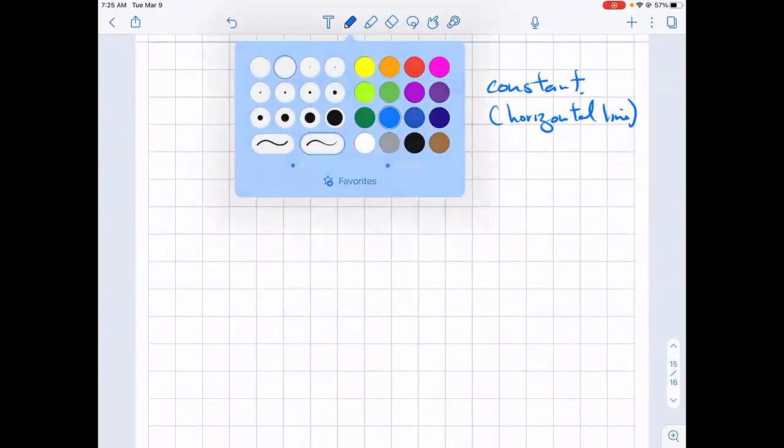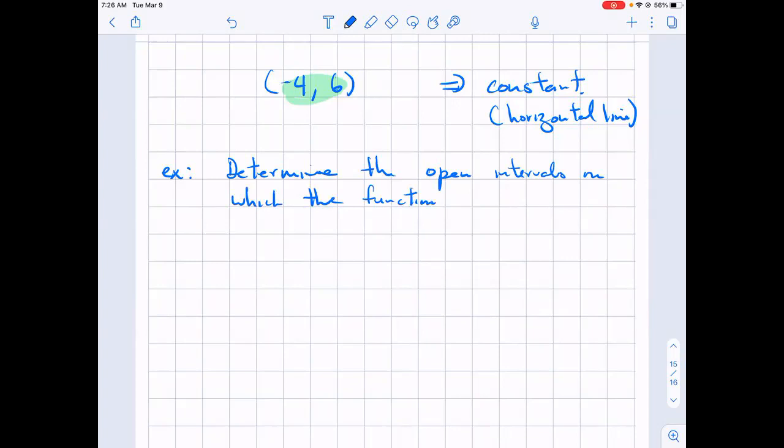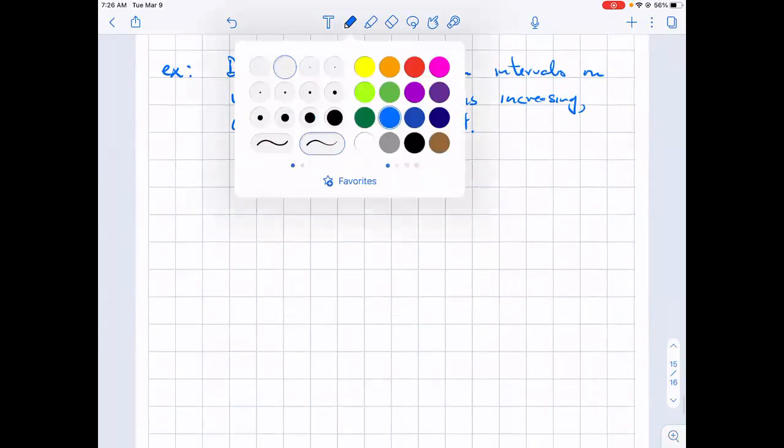For example, determine the open interval on which the function is increasing, decreasing, or constant. Okay. And let's say we have this picture.